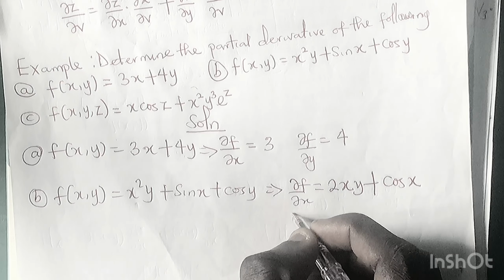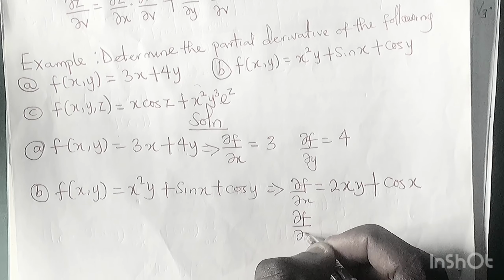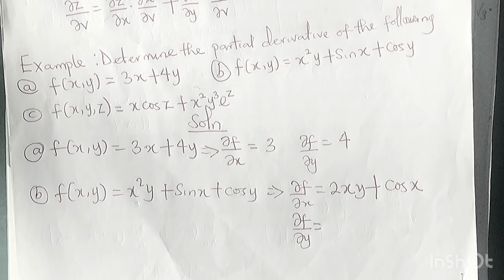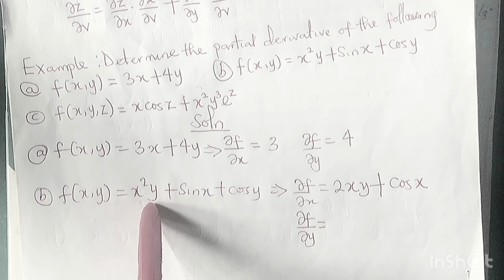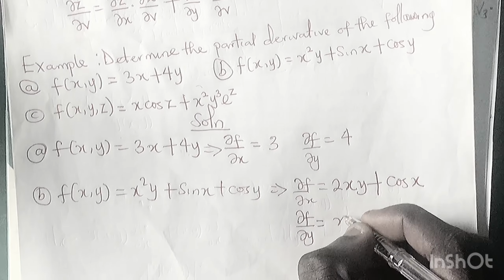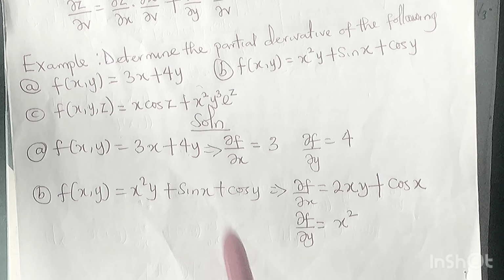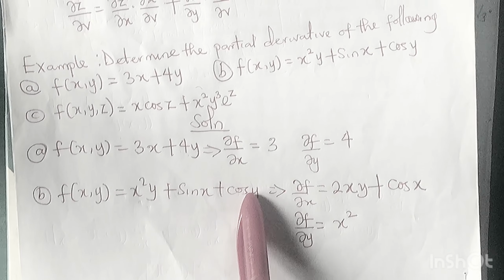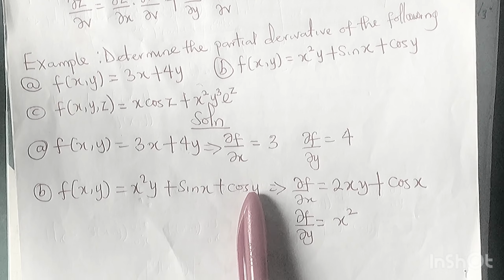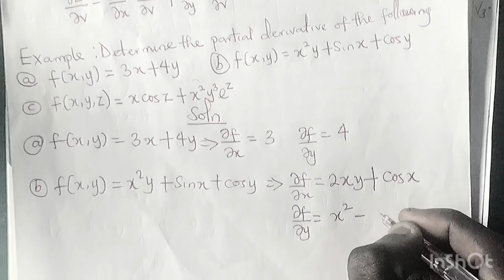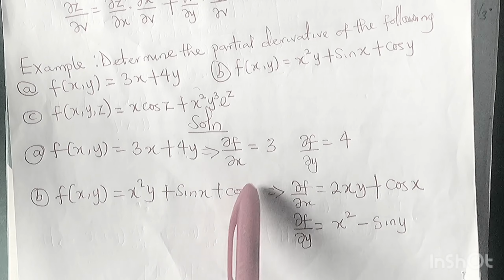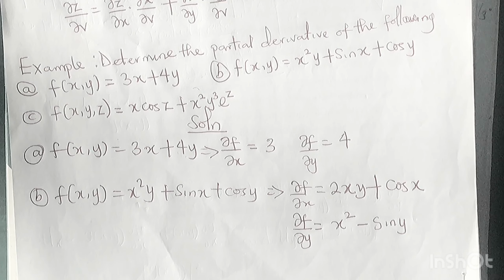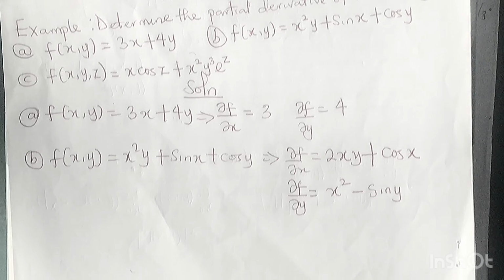Then let's do the second one now, which is ∂f/∂y. Differentiate y only. If you differentiate y here, it will give you 1. 1 multiplied by x squared will give you x squared. Then is this having y? No. Is this having y? Yes. So differentiate with respect to y only, that will give us minus sine y. Because if you differentiate cos y, it will give you minus sine y. So let's go to the last example for today before we wrap up.